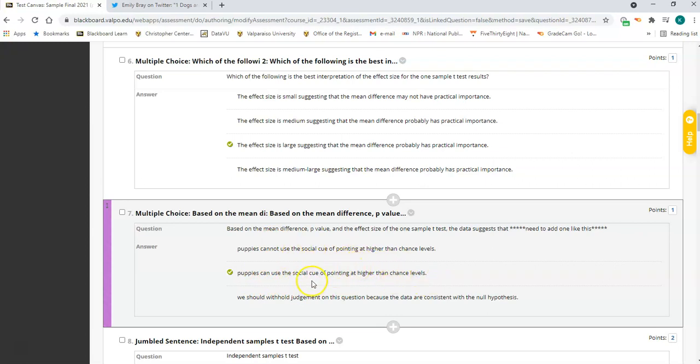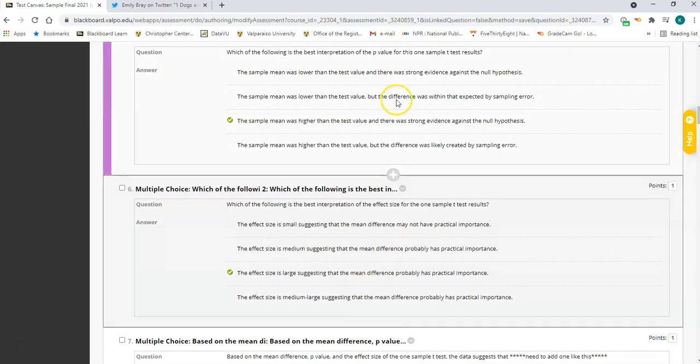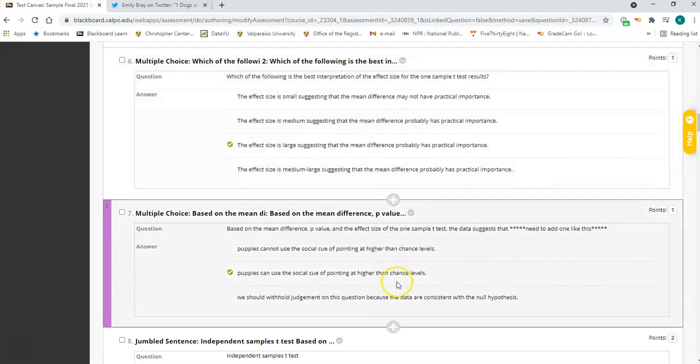Why do I add this question? Because I think people sometimes just memorize these responses and they forget to think back about, okay, so what did I learn from this? Well, these researchers learned that puppies are pretty darn good, even at 8.5 weeks, at using the social cue of pointing. That's the whole reason they did this study.